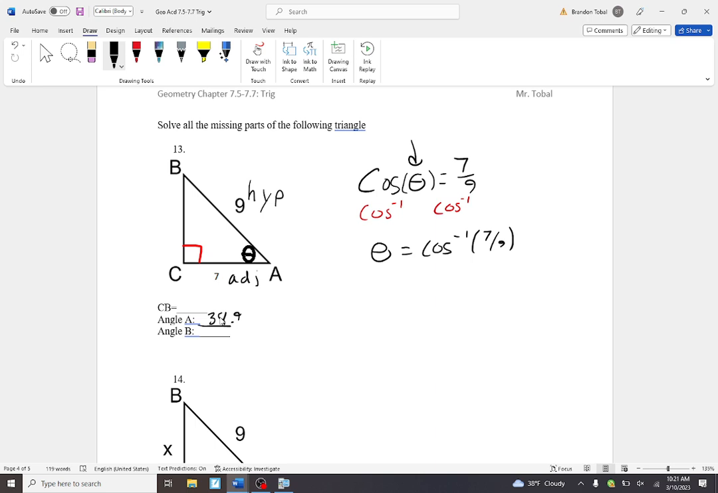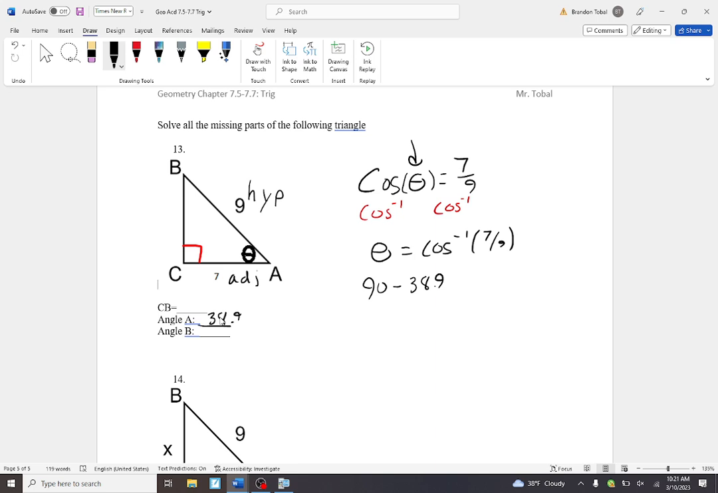And then angle B is opposite, so you could do it like that, or make your life easier. Every triangle adds up to what on the inside? 180. This is 90, so you could take away 90. So what you could do is 90 minus 38.9. You're not adding 38.9? No, because I'm taking it away from 90.